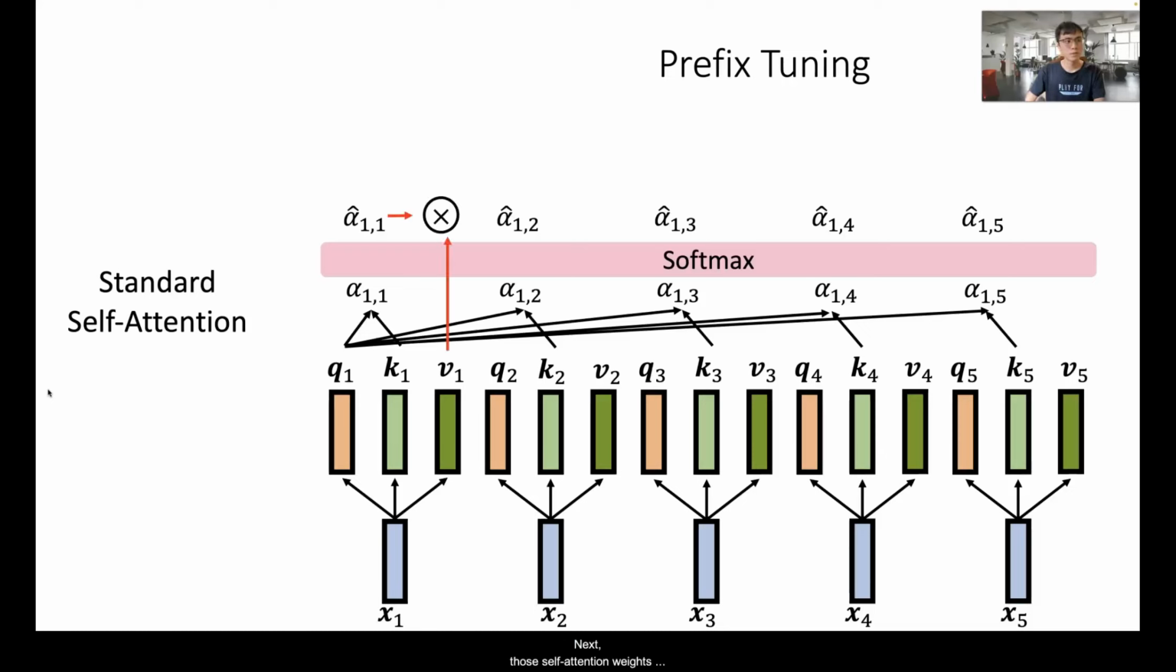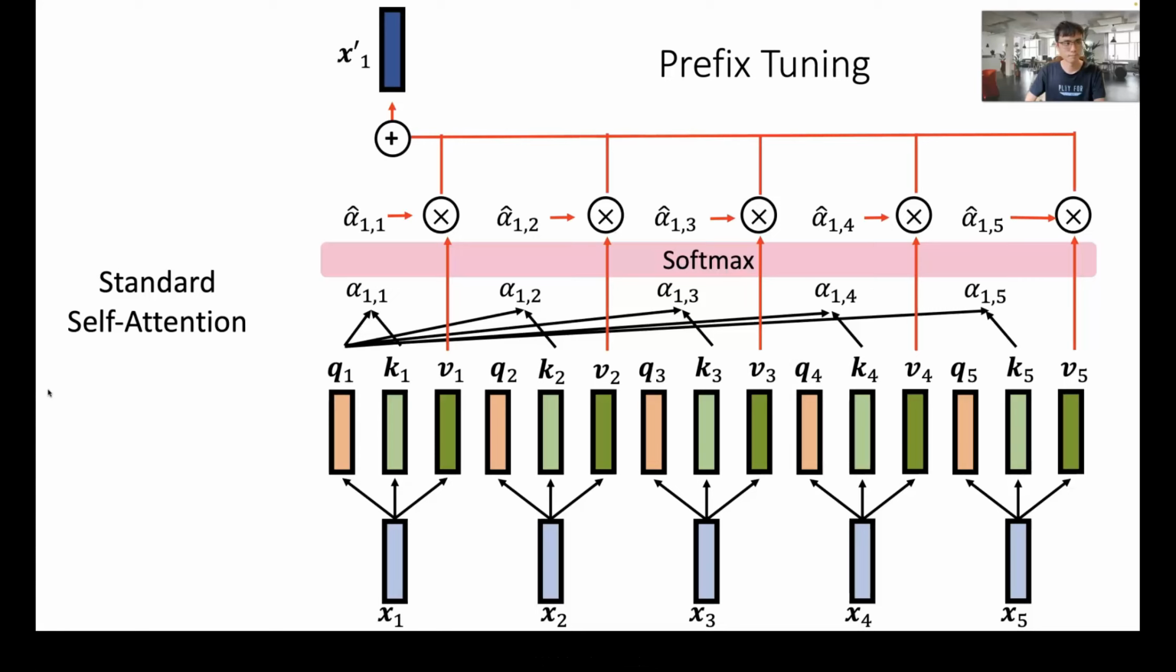Next, those attention weights are multiplied with each value vector. The first position's value vector is multiplied with alpha hat 1,1, and the second position's value vector is multiplied with alpha hat 1,2. And the third position's vector is multiplied with alpha hat 1,3, and so on. Last, the products are summed together to form the output of the self-attention module for the first token. So this is what standard self-attention is doing.